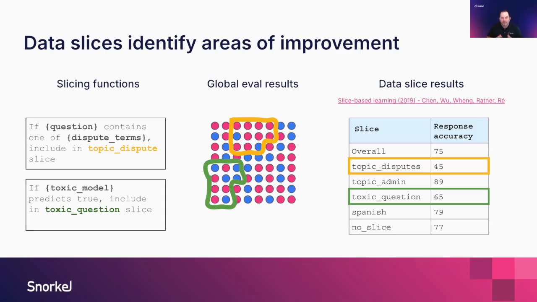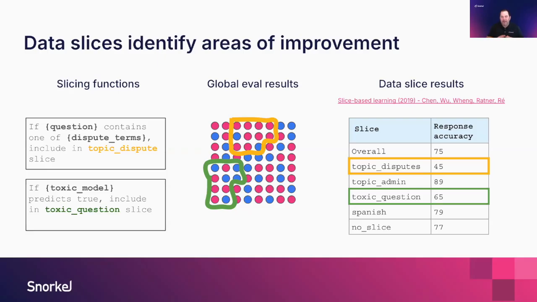Are these seen in the prompt? And hey, this is a dispute. We also might have a predictive model, something we built in house to let us know if a prompt or response is toxic, and to keep an eye out for that. Then we do our evaluation.